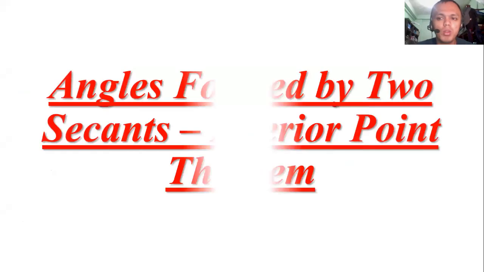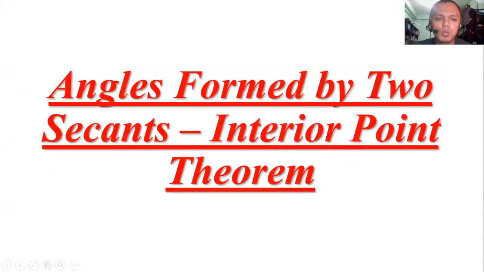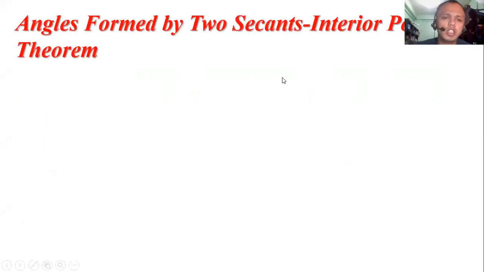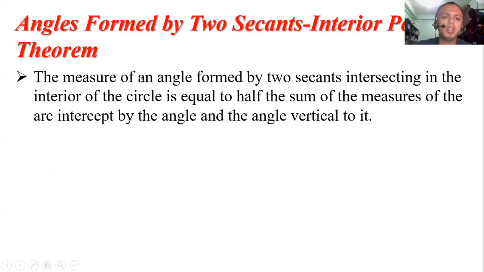So today we will discuss the angles formed by two secants intersecting in the interior of a circle theorem. It states that the measure of an angle formed by two secants intersecting in the interior of the circle is equal to half the sum of the measures of the arc intercepted by the angle and the angle vertical to it.